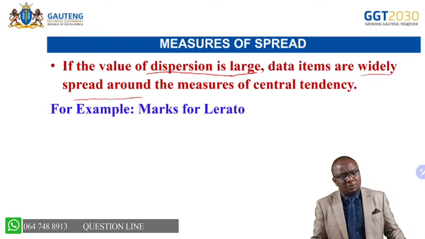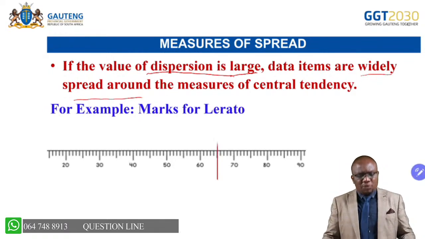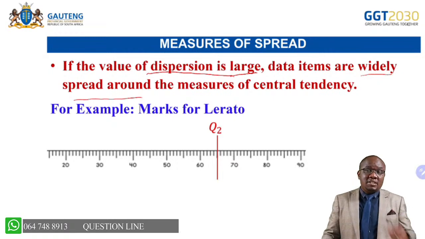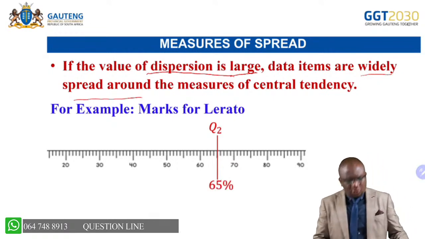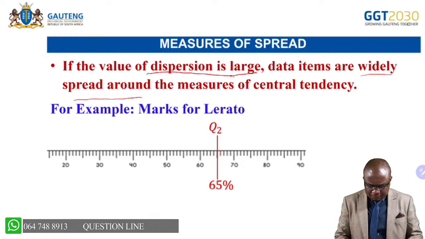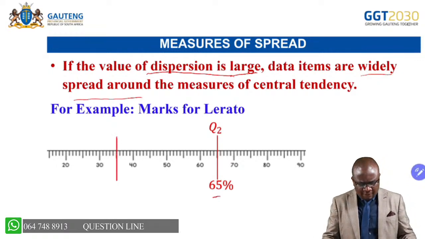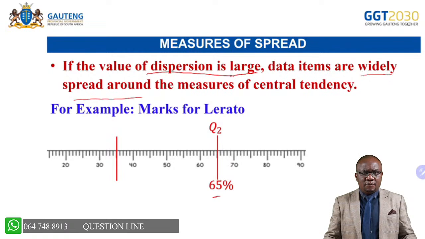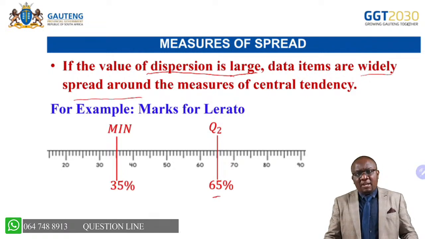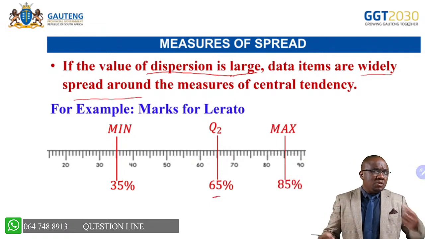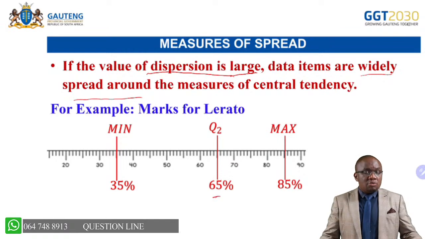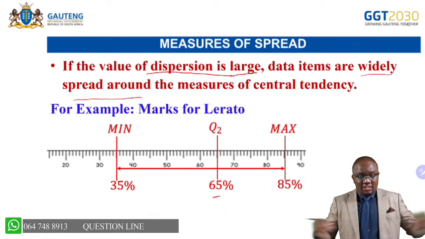Like this one for Lerato. Our measure of central tendency is the median, which is 65%. Median is Q2, we're going to talk about that one. So if you check, this is our median, and then the lowest is 35%, the minimum. And then the maximum is 85%. Do you see that there's a big difference between the lowest and the maximum? So the data items are widely spread out around the measure of central tendency, which is the median in this case. So the measure of spread is larger.